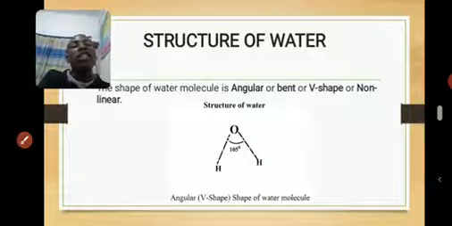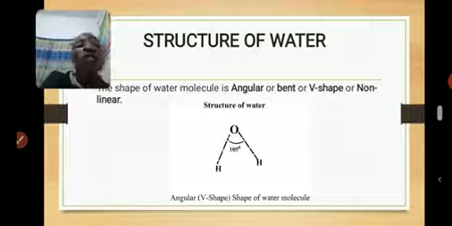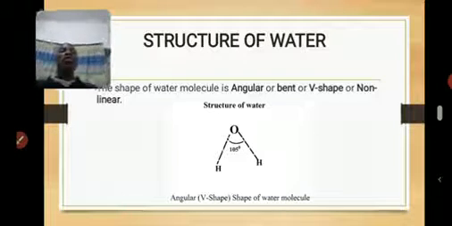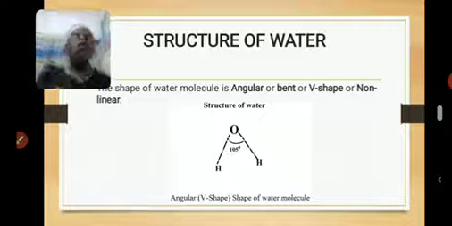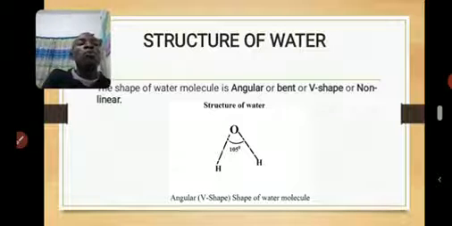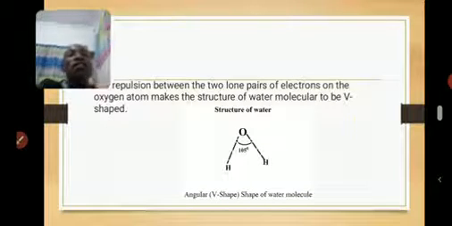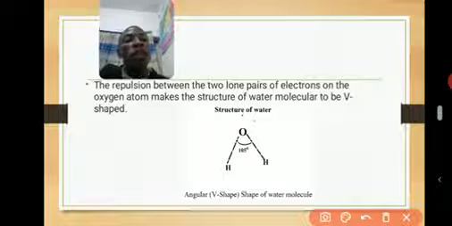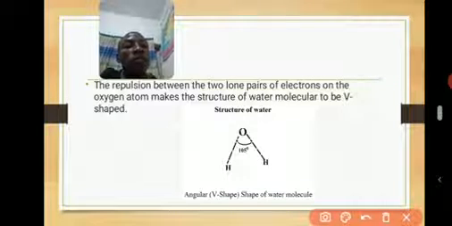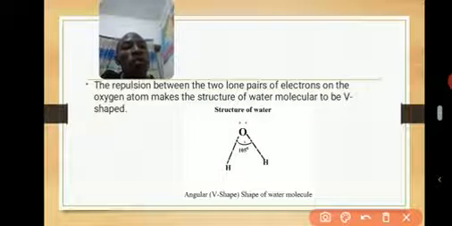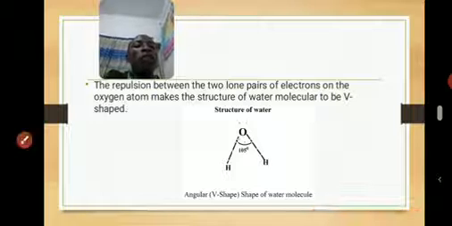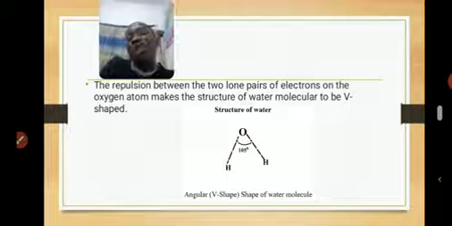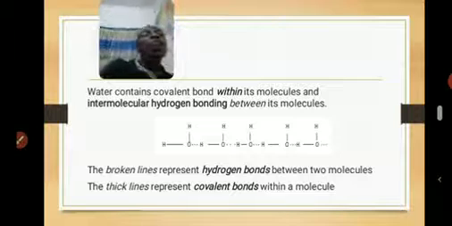So don't forget, the shape of water is bent or angular or V-shaped. If you like, it's non-linear. And the bond angle between the two hydrogen atoms in the water molecule is 105 degrees. So that's the structure of water. Okay, I've already explained to you that there's a repulsion between the two lone pairs. Don't forget, I said there are two lone pairs. One here, this is a lone pair. So this repulsion is what caused the shape to be V-shaped and the bond angle to be 105 degrees.